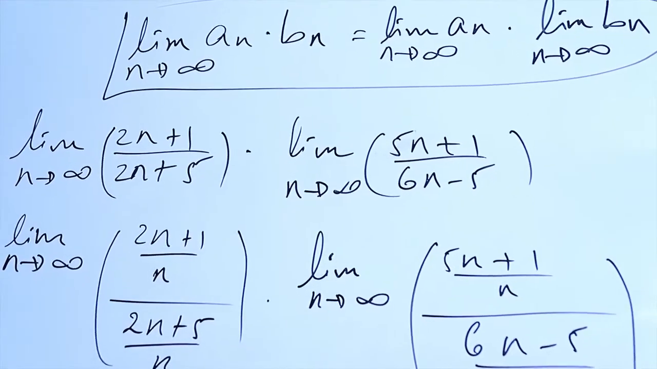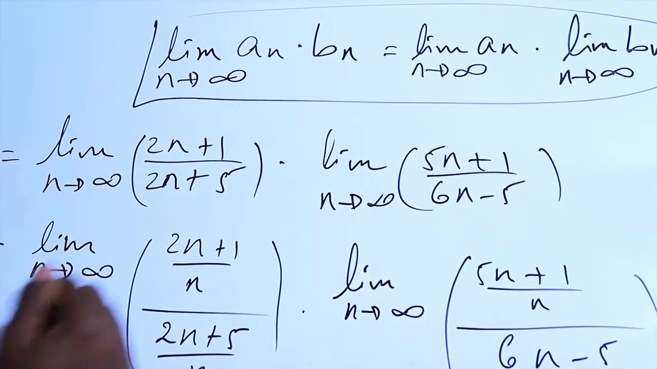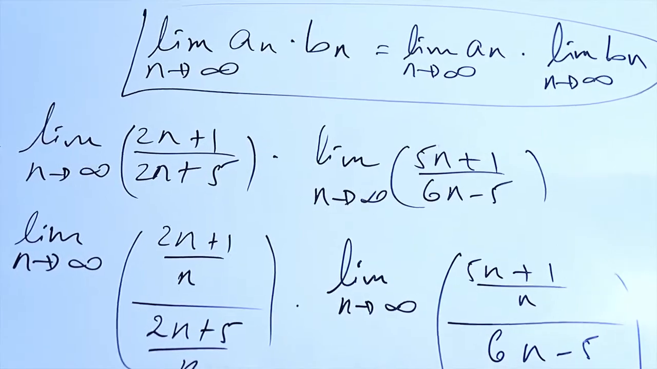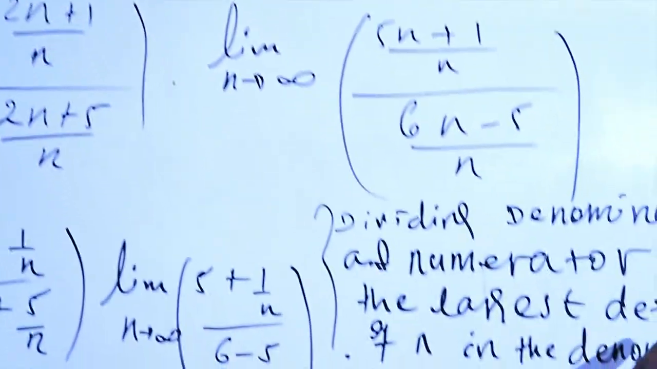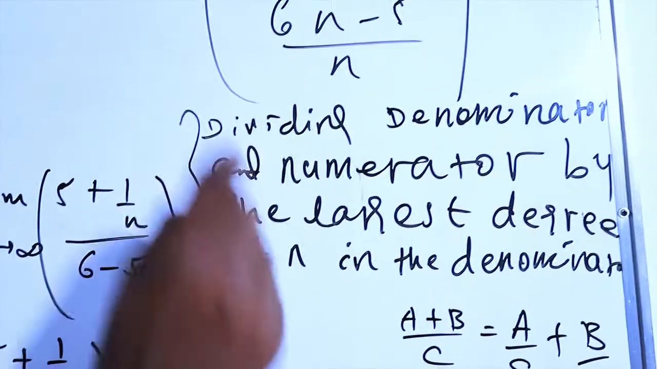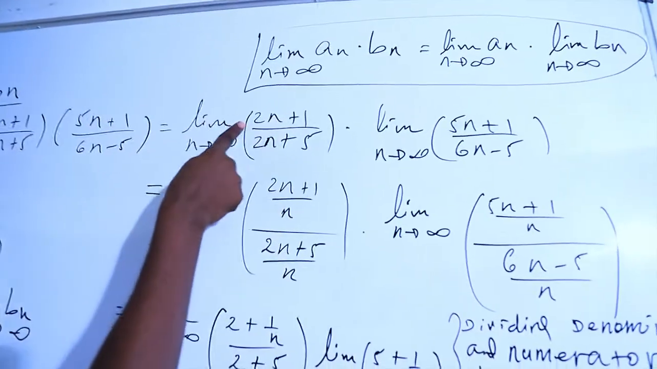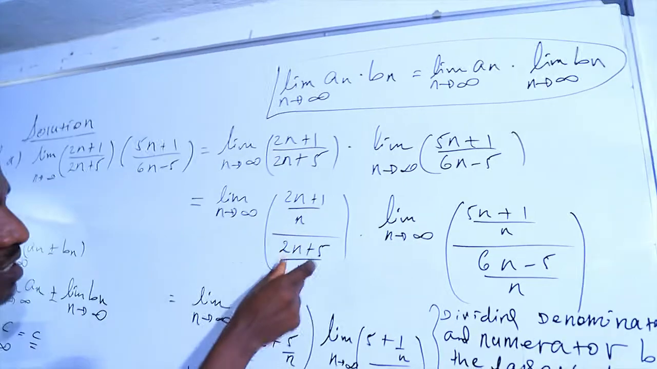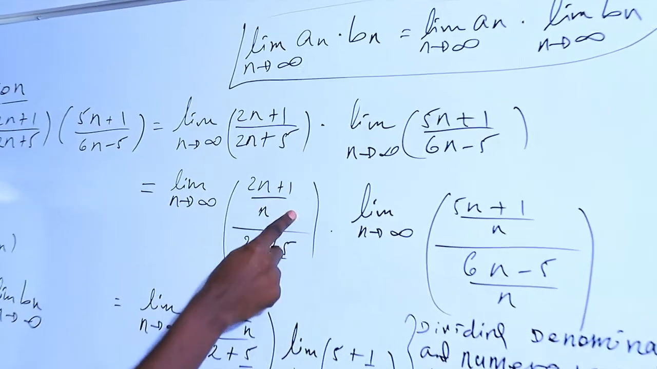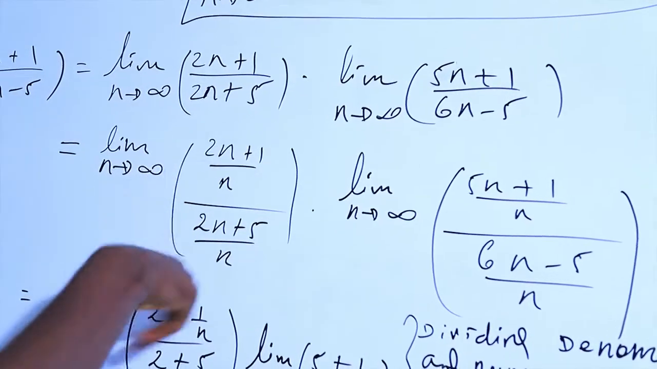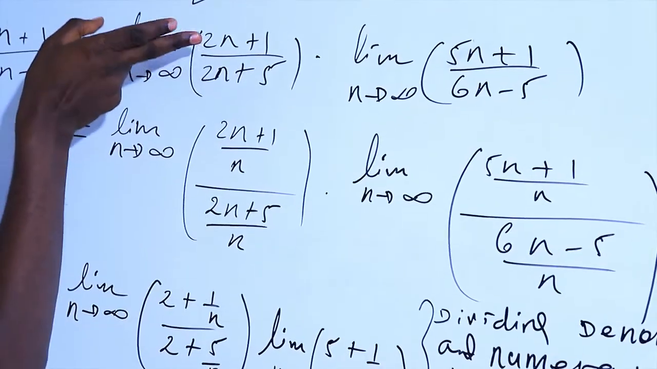Every term of the numerator and denominator, we must divide by the highest degree of n. So we can divide the denominator and numerator by the largest degree of n in the denominator part. So we can divide this and this by n, like this: 2n plus 1 over n, over 2n plus 5 over n. When we simplify this expression, it is the same as this part.